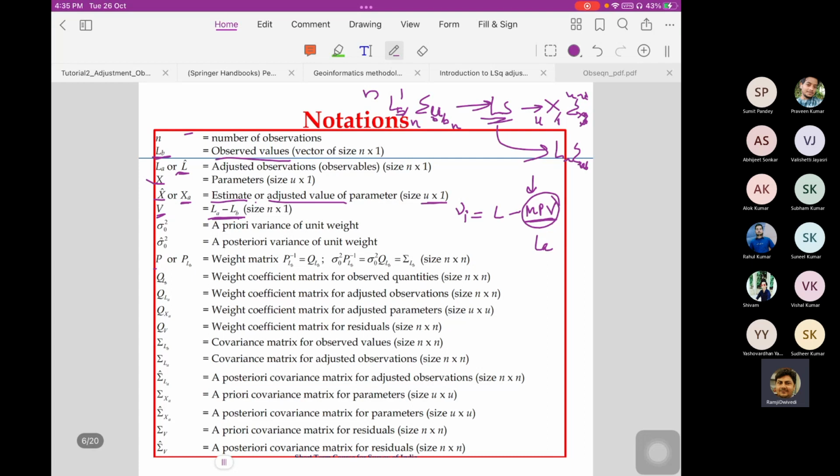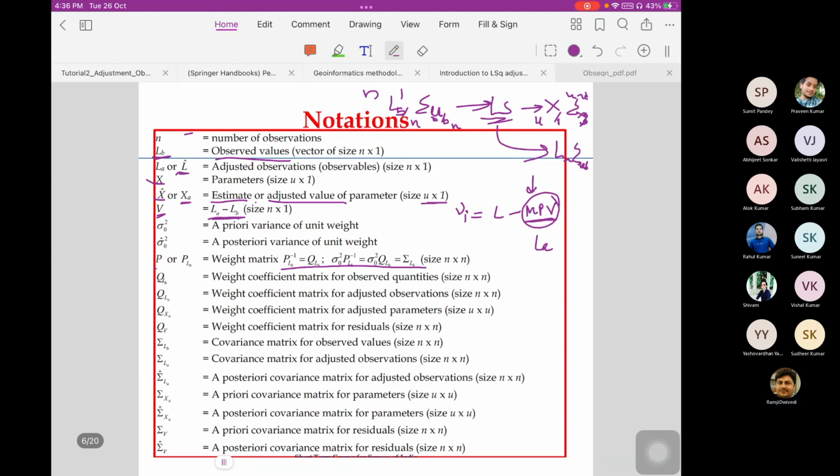Sigma naught square is the a priori variance factor. Sigma naught hat square is the a posteriori variance factor. And P is the weight matrix. That means the weight matrix P Lb inverse is equal to Q Lb. These are all from your previous classes. That means the inverse of weight is the cofactor matrix. Then the a priori variance factor multiplied by the weight inverse is your so-called variance covariance matrix for the observables.